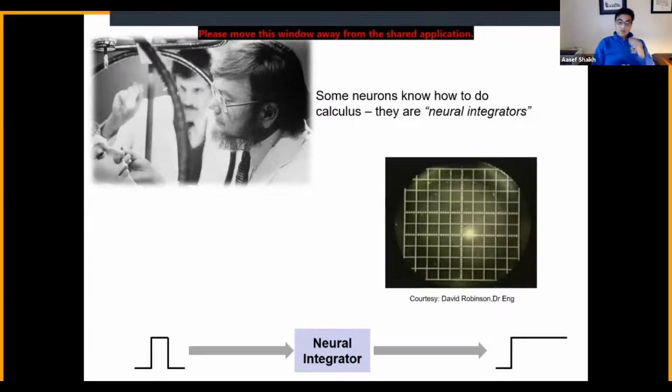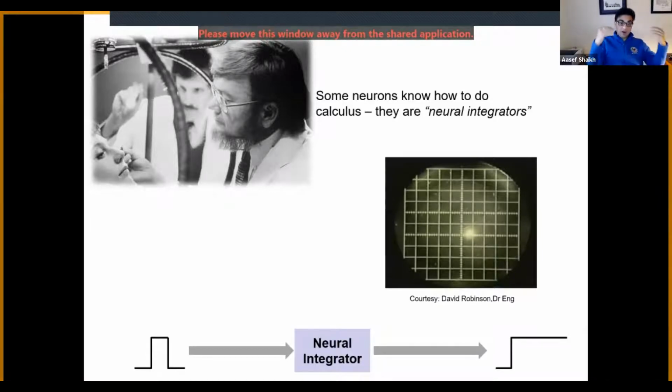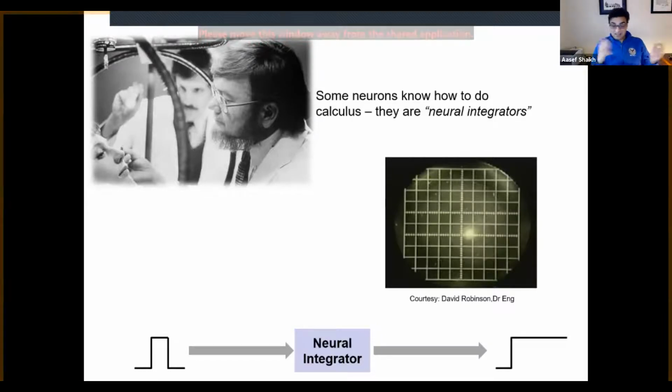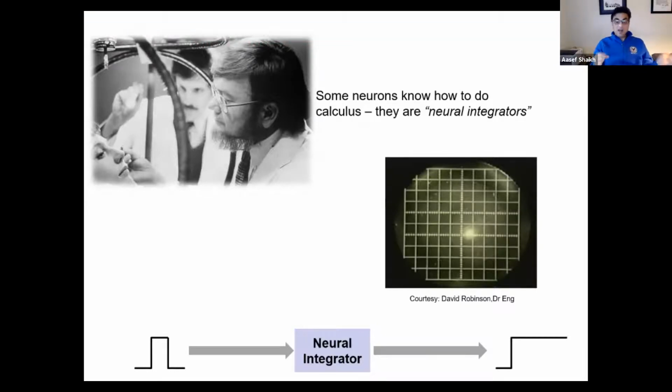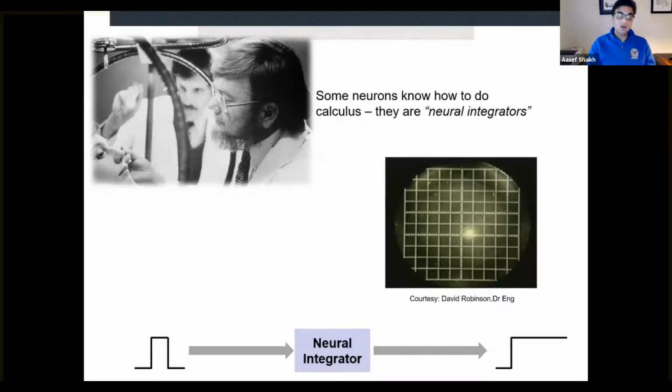And he described that for eye movement. He described the neural integrator for eye movement, which takes the eye velocity signal, which is a saccade, for example, into an eye position signal. The way he demonstrated that was in monkey and cat brains. This is a very classic old video that we got from David Robinson.